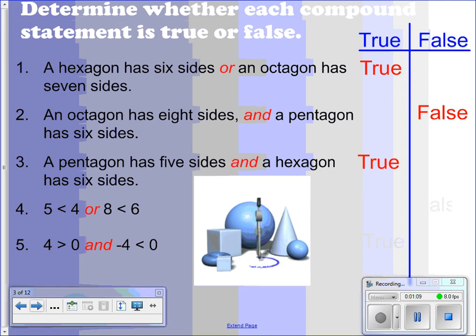5 is less than 4, no. Or 8 is less than 6, also no. 4 is greater than 0, yes. And -4 is less than 0, also yes.